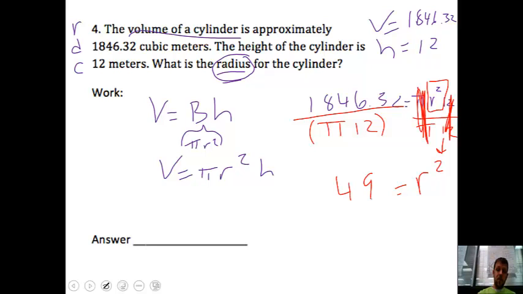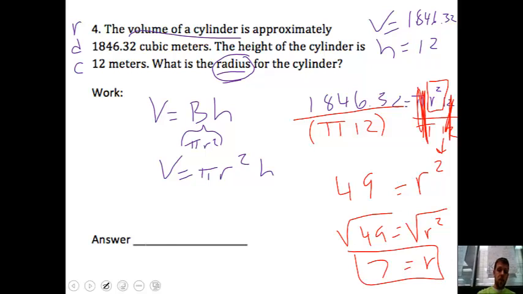Now, I do have to take the square root of the r squared, so I take the square root of 49, and I get r is equal to 7. So the answer is radius is actually 7. If you want, you can put 7 back in the problem, and you can put height in the problem, and you should be able to get the volume that they said. Okay?